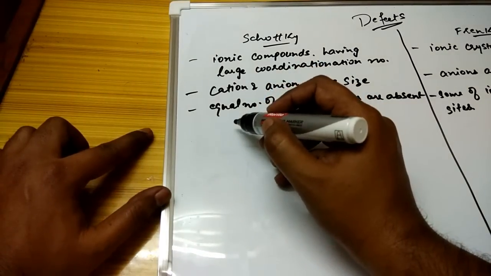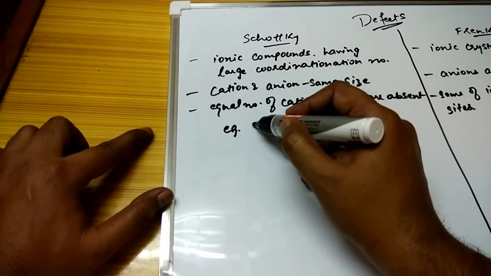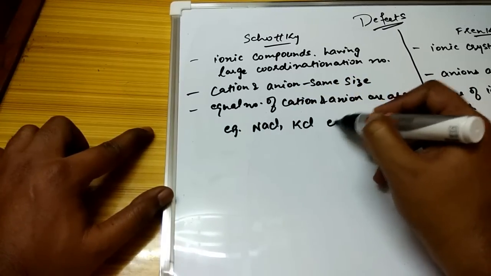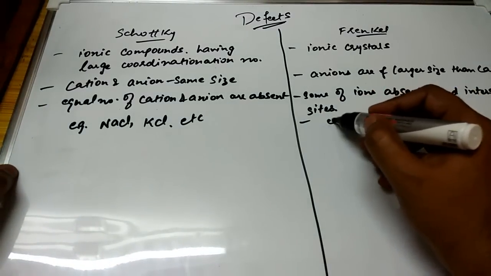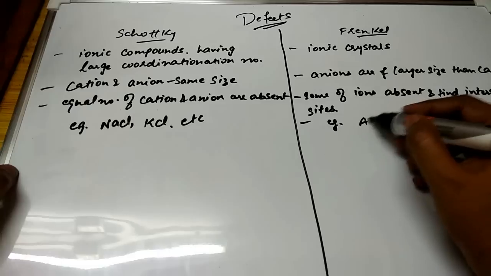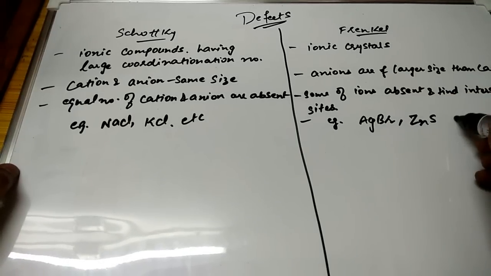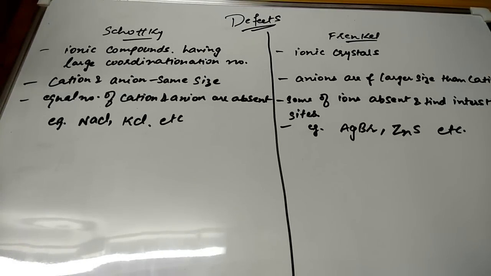As far as the matter of example is concerned, Schottky defect can be shown by NaCl, KCl, etc. Whereas examples of Frenkel defect can be ionic crystals like AgBr, ZnS, etc. So these were the main points of comparison between the Schottky and the Frenkel defect.